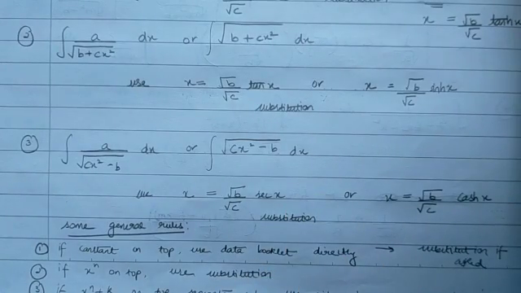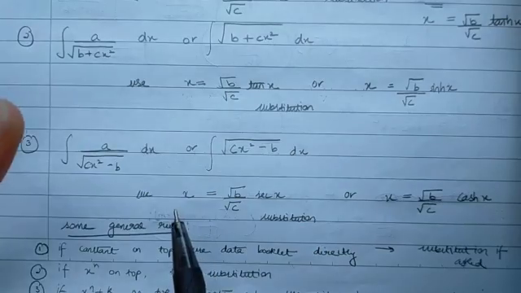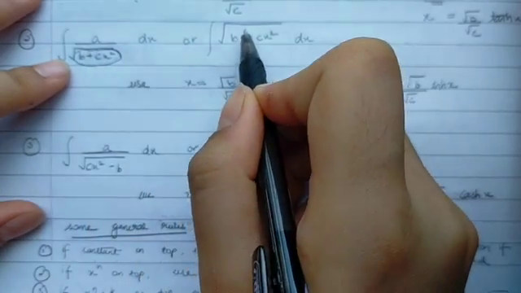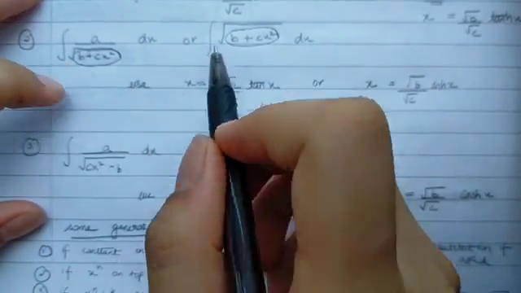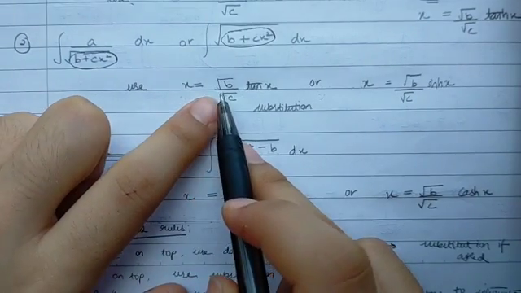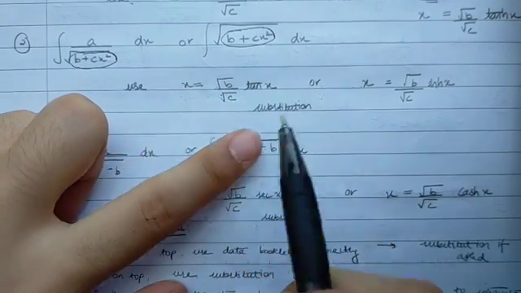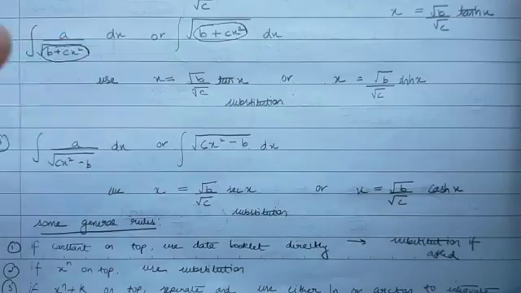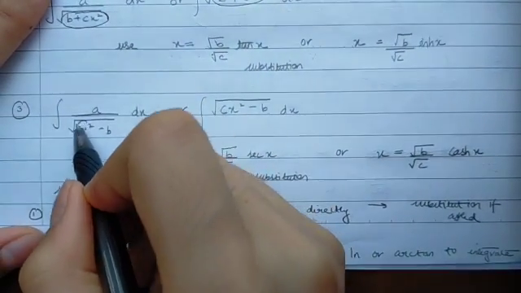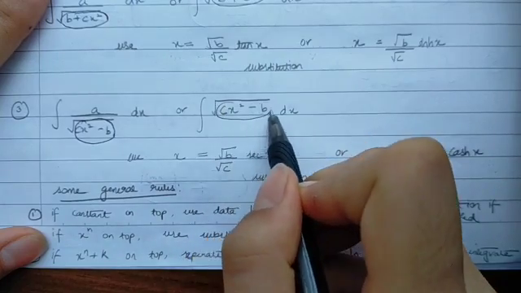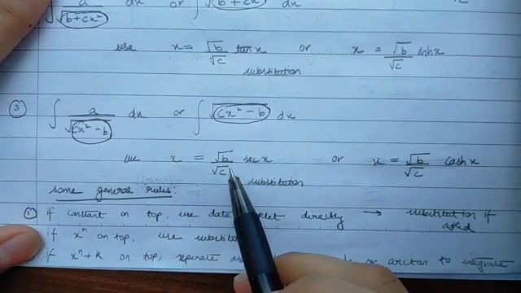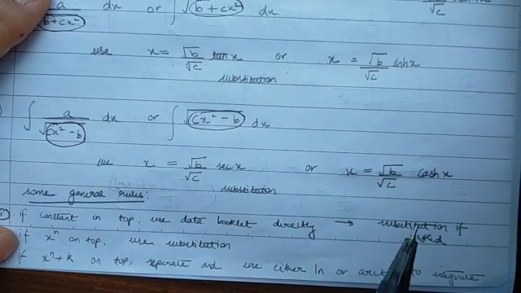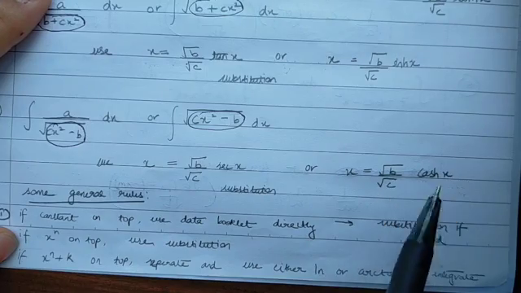Now I will show you an example for all of them, but I just want to go through the rules first so you're familiar with them. If you have b plus c squared x, this is the form that you should look at. Then the substitution you use is x equals root b over root c tan x. Or a hyperbolic equivalent is root b over root c sine x. And then if you have c squared x minus b, then the substitution you would use is root b over root c sec x, and the hyperbolic equivalent would be x equals root b over root c cos x.